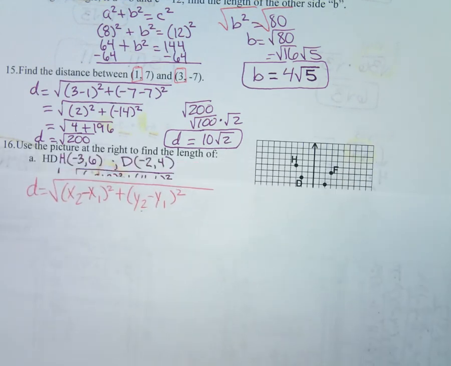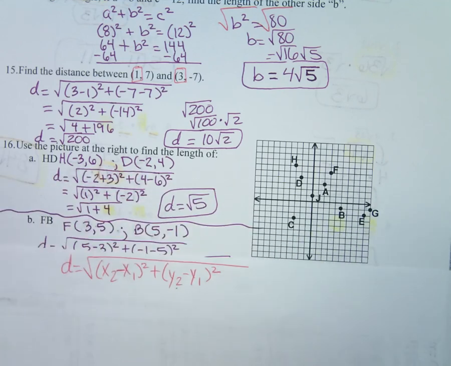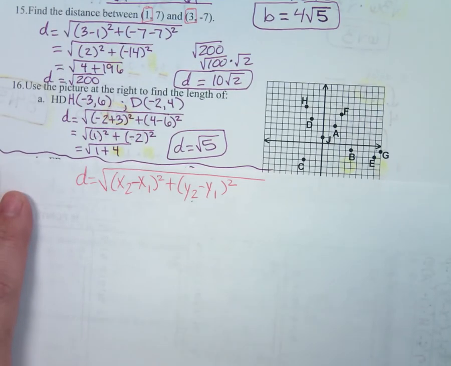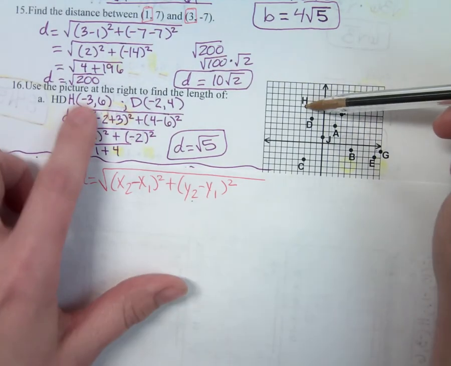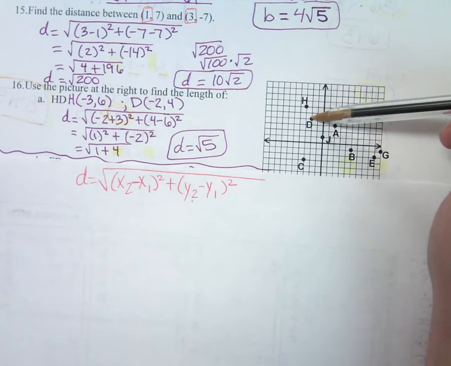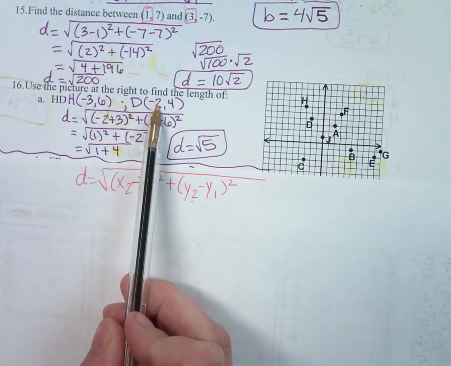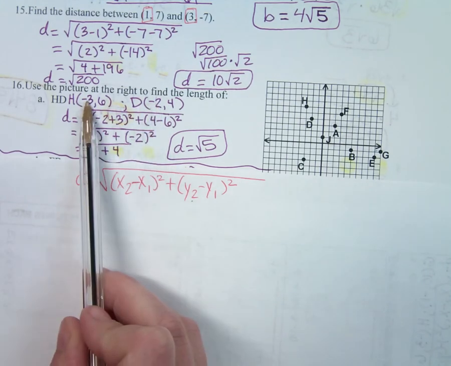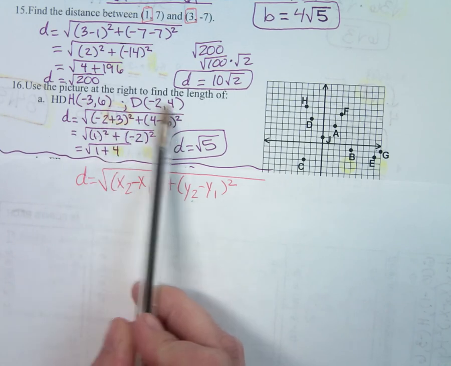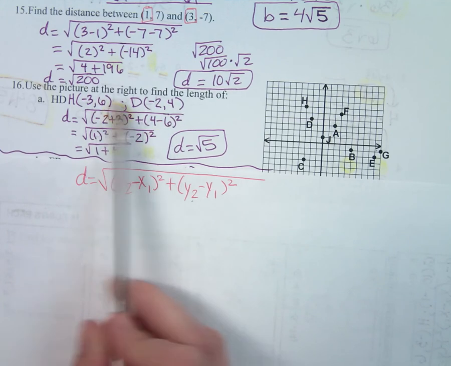Okay, I'm going to do the same thing with this problem over here. I just have to know what the h and the d are. So h is the ordered pair negative 3, 6. D is the ordered pair negative 2, 4. And I just do what the formula tells me. I subtract the x's, negative 2 minus negative 3. But because I subtract a negative, that makes a plus. 4 minus 6. That stays a minus because I wasn't subtracting a negative number.